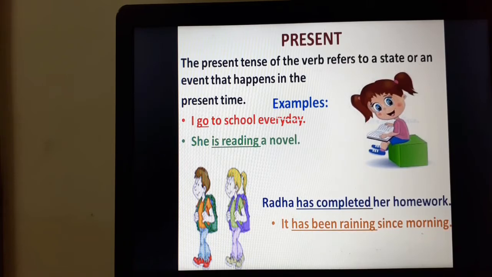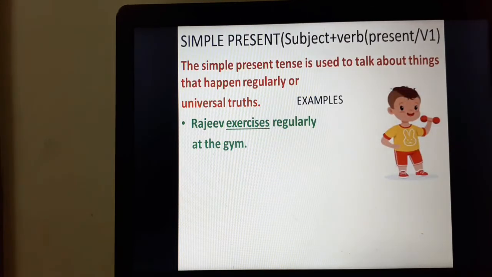I go to school every day. This is an example of simple present tense. She is reading a novel is an example of present continuous tense. Radha has completed her homework is an example of present perfect tense. It has been raining since morning is an example of present perfect continuous tense. In our today's lesson, we will be reading about simple present and present continuous tense.